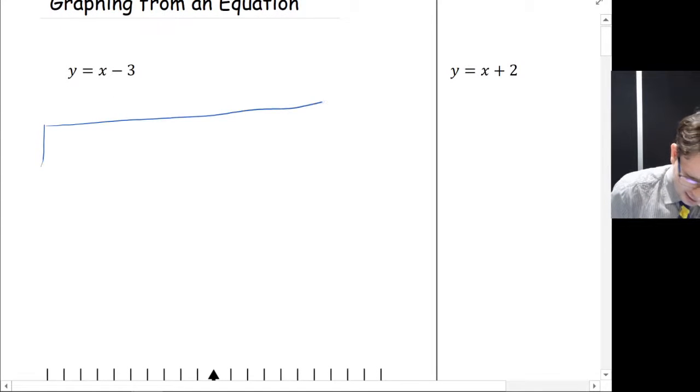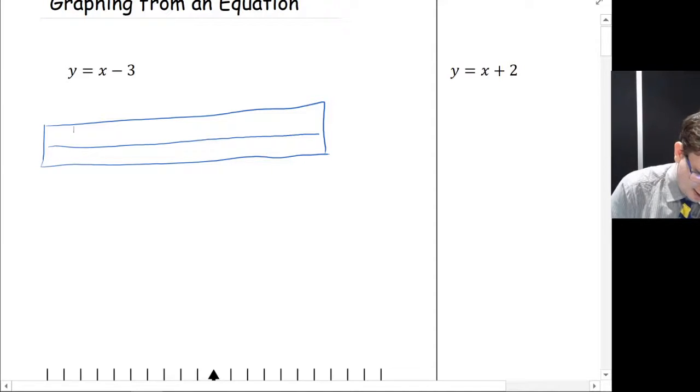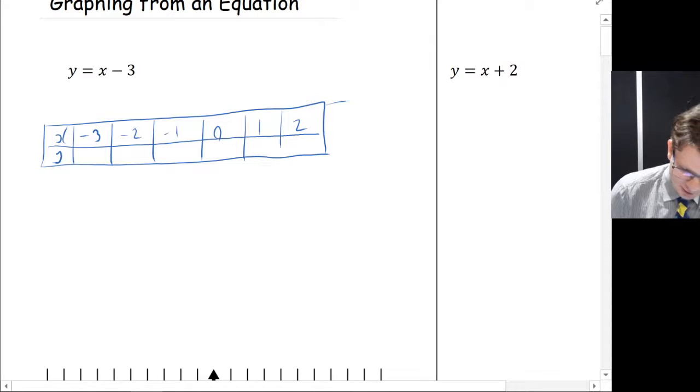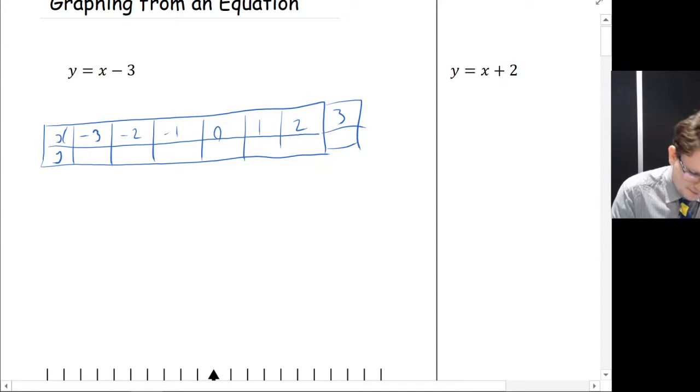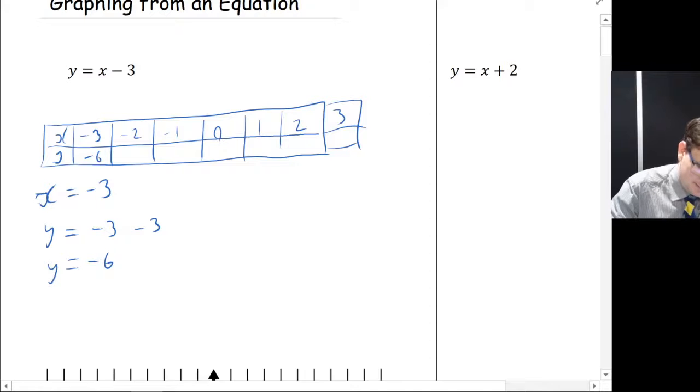So I always like to get a few positive numbers and a few negative numbers. I always find it's the easiest way to get a nice good spread. So I'm going to start at x minus 3 and just go up in ones until I get up to, now I'm going to extend it just by 1, until I've got up to 3. Alrighty, and now for each of these values I'm just going to substitute it into the equation. So x equals minus 3, or y is equal to minus 3 minus 3, minus 6, and that's my first one.